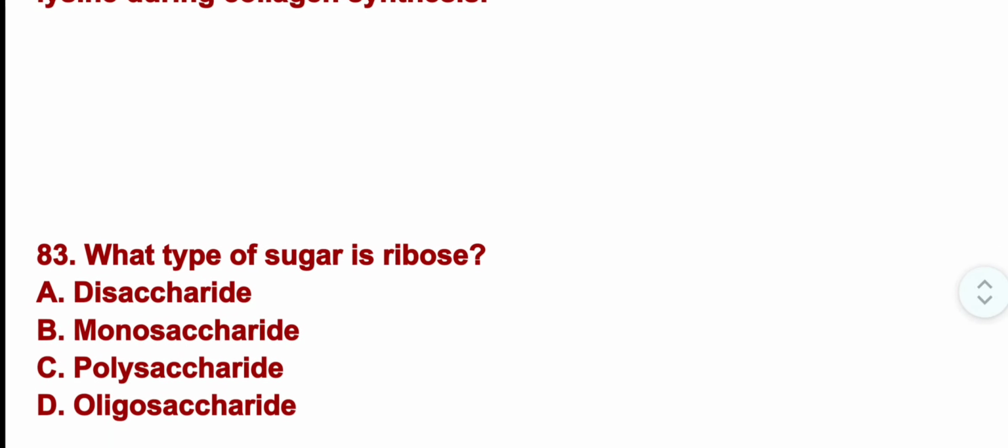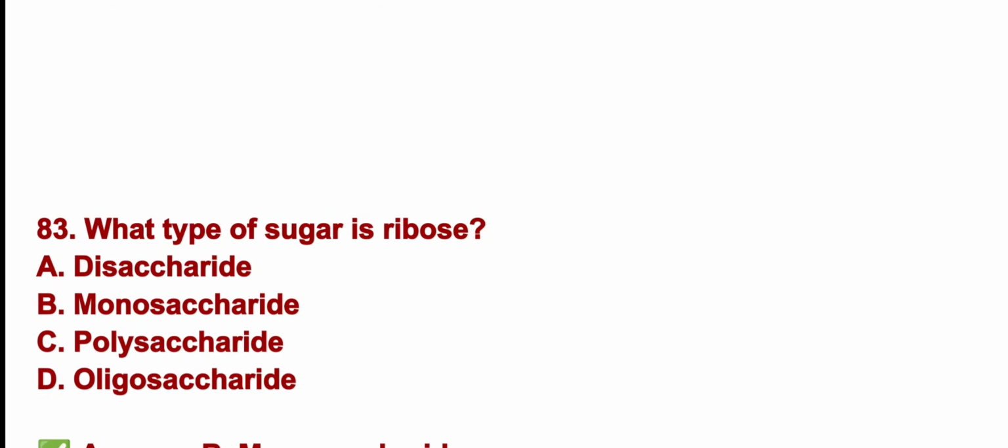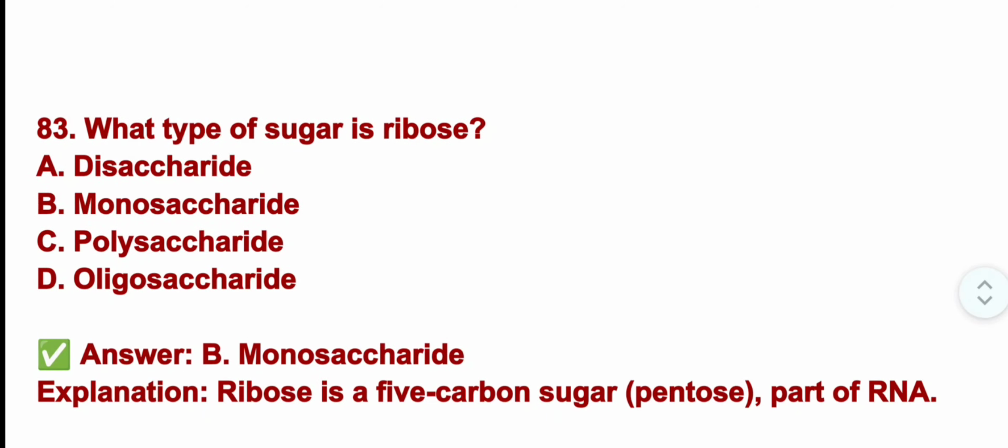Question number 83. What type of sugar is ribose? The correct option is option B, monosaccharide. Ribose is a 5 carbon sugar, a pentose sugar, which is a part of RNA. And in DNA, there is deoxyribose sugar, which is also a pentose sugar and monosaccharide.